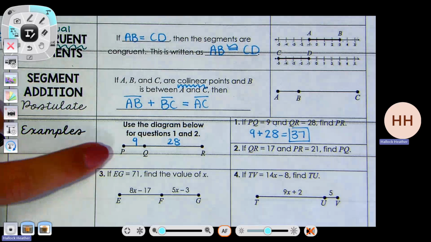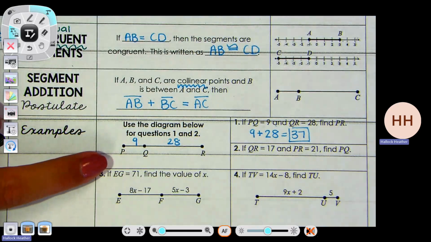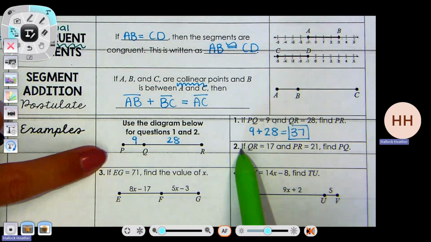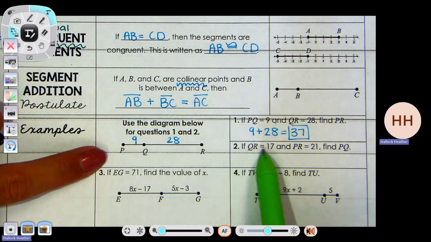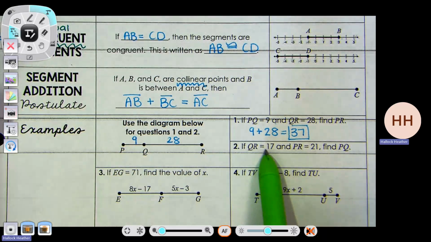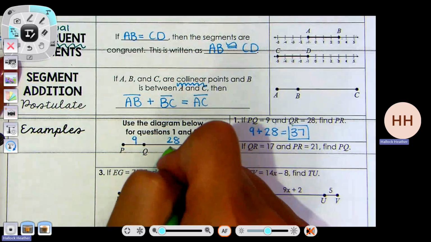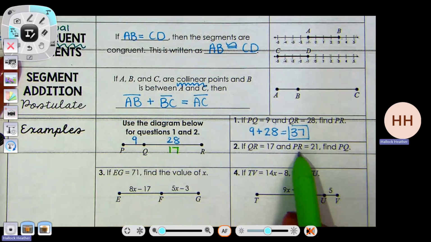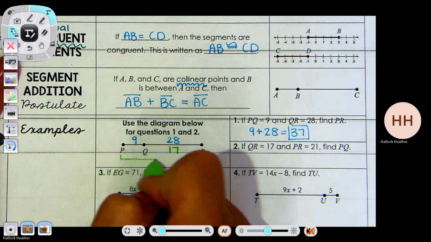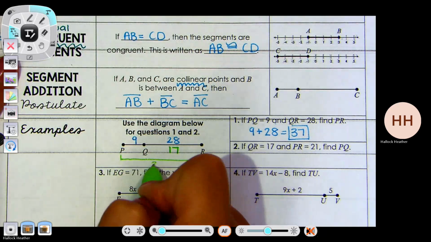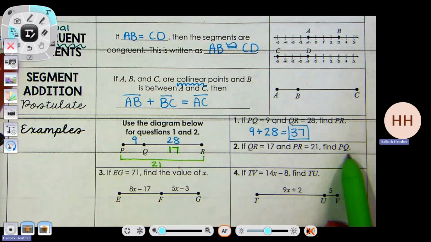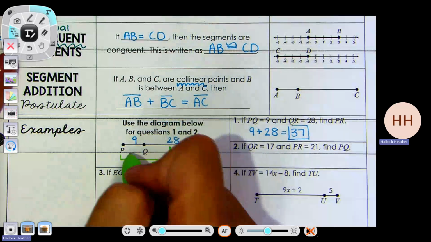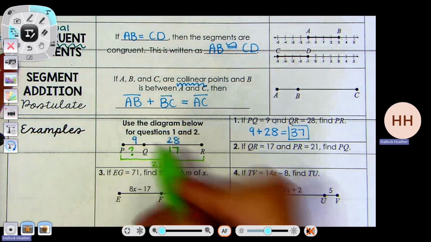So same idea with different numbers. We're going to use the same picture, which is annoying, but it is what it is. So it says if Q to R is 17. So this time I'm just going to use the bottom half of my picture. So this piece is 17 this time. And P to R is 21. I need to find PQ. So this is what I'm trying to find. I'm putting a little question mark there.